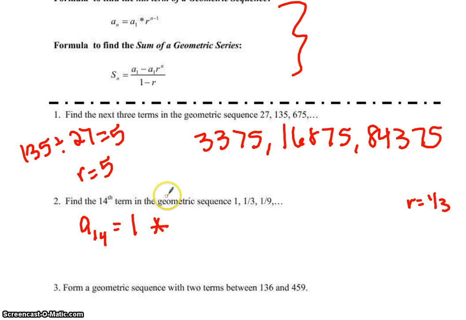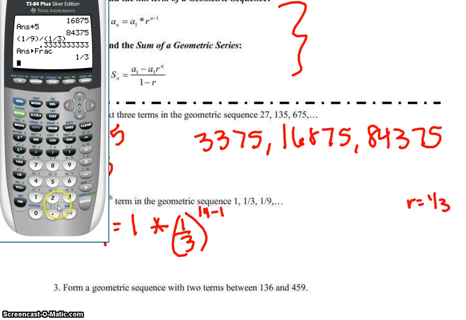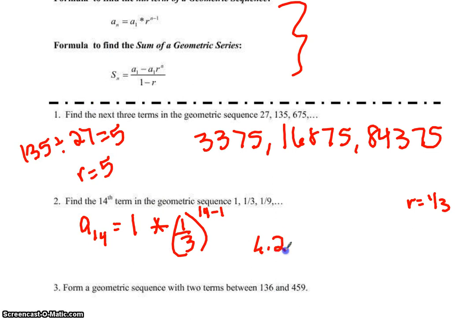Okay, so you need to make yourself a note up here that r is equal to 1/3. So it's going to be 1 times 1/3 to the n minus 1, and they told me 14th, so 14 minus 1. So you're going to take your handy dandy calculator, and you're going to say 1 times open 1 divided by 3 close, caret, 14 minus 1 is 13, and you get 6.27 e to the negative 7, which means times 10 to the negative 7. So 6.27 times 10 to the negative 7.